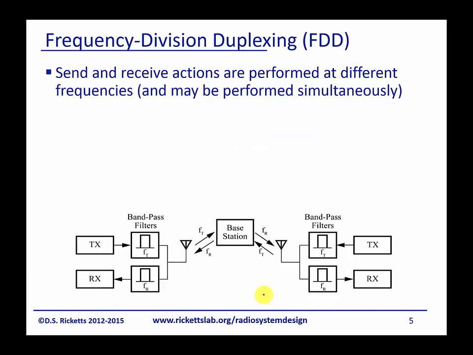Frequency division duplexing is when you send and receive at different frequencies, and this can actually be performed at the same time, which is the benefit. As you can see here in the diagram, the transmit frequency and the receive frequency are different. So I can actually transmit data and receive data from the transmitter to the receiver simultaneously. Obviously this has the benefit that we don't need to coordinate times, and we can have transmission of data happening simultaneously.